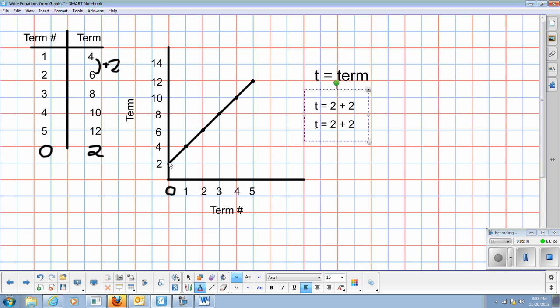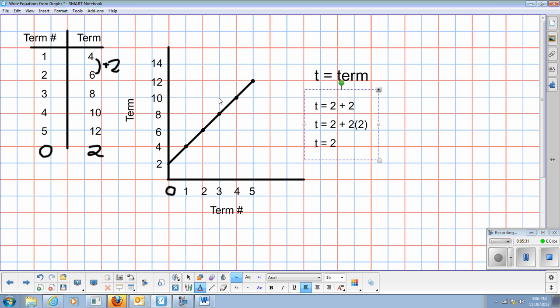Well, how many times do I have to count 2 to get from this dot where I start up to the second dot? Plus 2, plus 2. I counted that 2 times. So I'm going to say 2 times 2 here. That's how I got the second term. Now we're going to move to the third term.